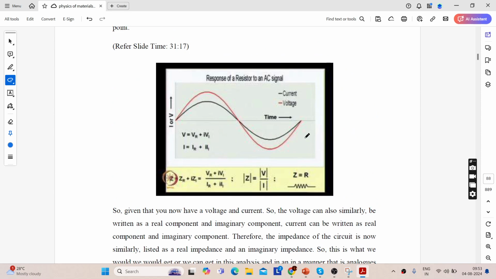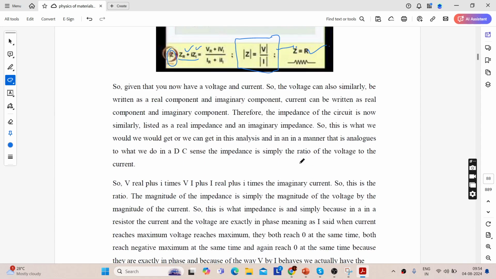Then the impedance will be how much, if it is a normal AC voltage when we are connecting? Similarly, the potential we can represent as an imaginary and real part, and similarly the current also has real and imaginary parts. So the total impedance will have two sections, one is the real part and another one is the imaginary part. So similarly we have to do VR plus iVI divided by IR plus iII. So the impedance will be simply V by I, like resistance. In normal cases it will be the same as the resistance in the case of DC. Okay.